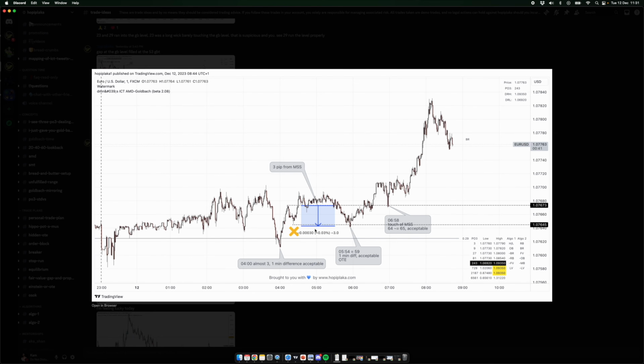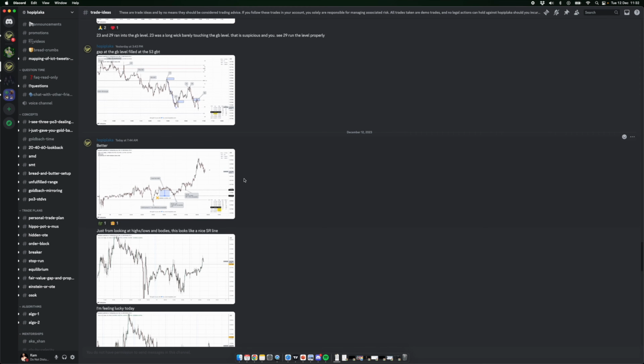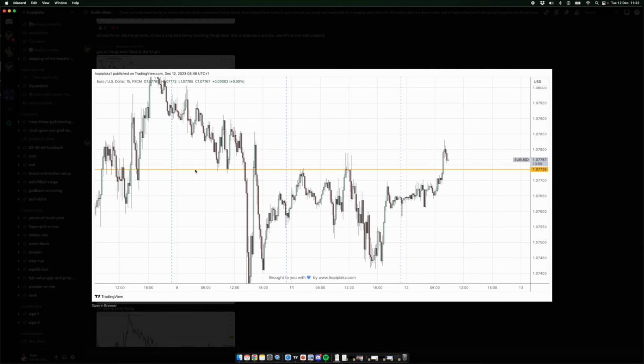And then the number 3, what do we know about the number 3? It's part of the Tesla vortex, and it's a power of 3 number. So Goldbach time, Goldbach price, market structure shift, which led to a power of 3 stop run of 3 pips. And then look where Hoppy entered his trade. So this is the level where Hoppy was looking to enter, this orange line.